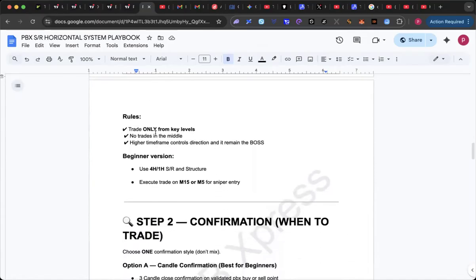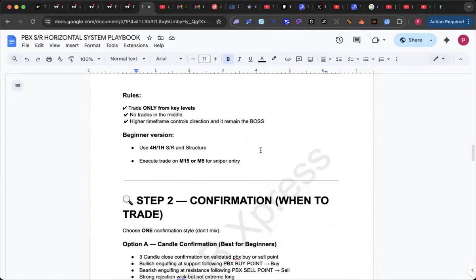The rules: trade only from key levels. Avoid the in-between, because you can waste your time and we don't know clearly where they are going. All right. No trade in the middle, just like I've said. Higher time frame controls direction and it remains the boss, while lower time frame is the employee.